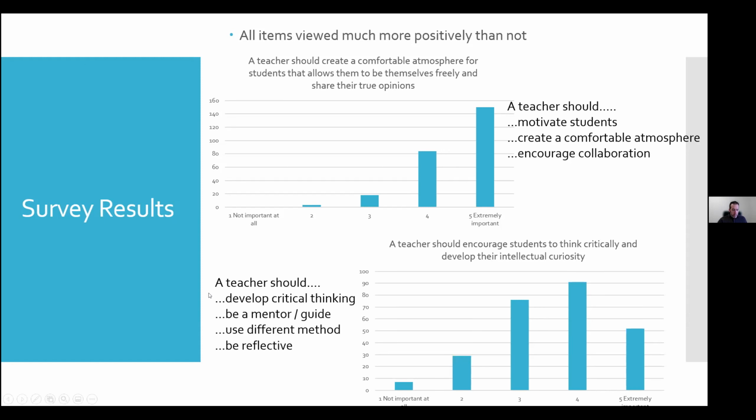Other items, such as a teacher being a mentor or guide, teacher using different methods depending on the situation, or a teacher being reflective, had a distribution similar to that of the importance of a teacher developing critical thinking that is shown here. Whereas overall, students viewed it as important, there is a high degree of ambivalence and a significant number who seem to question its importance.